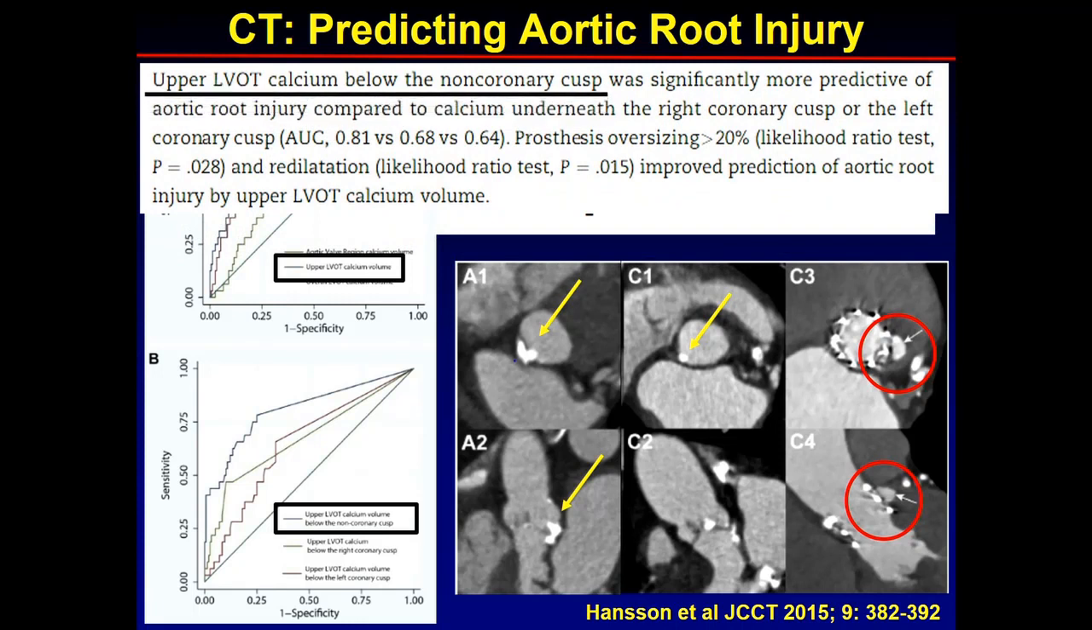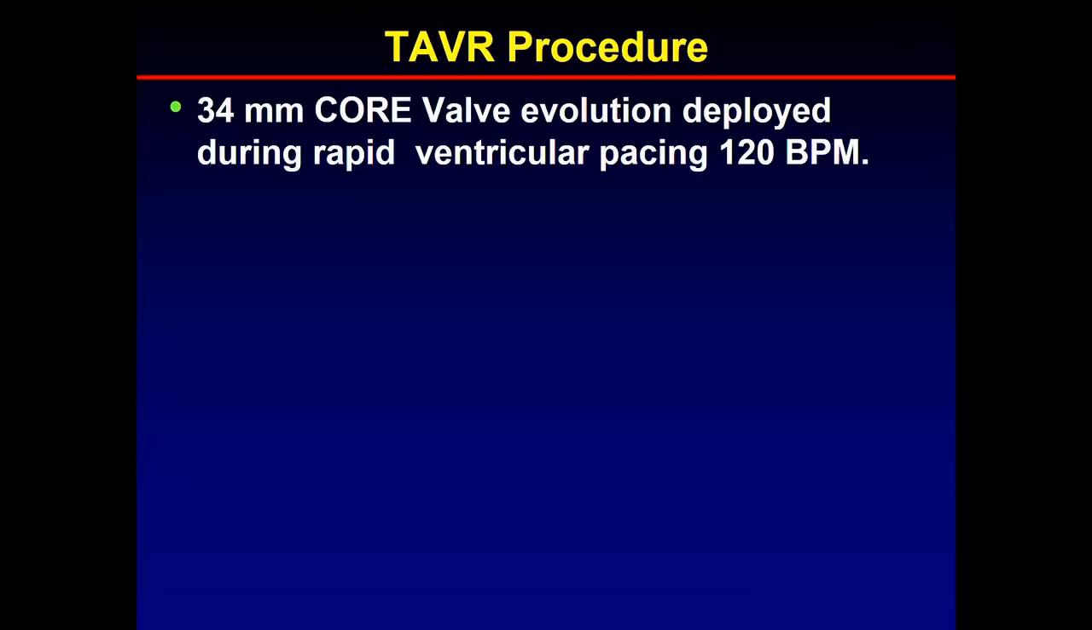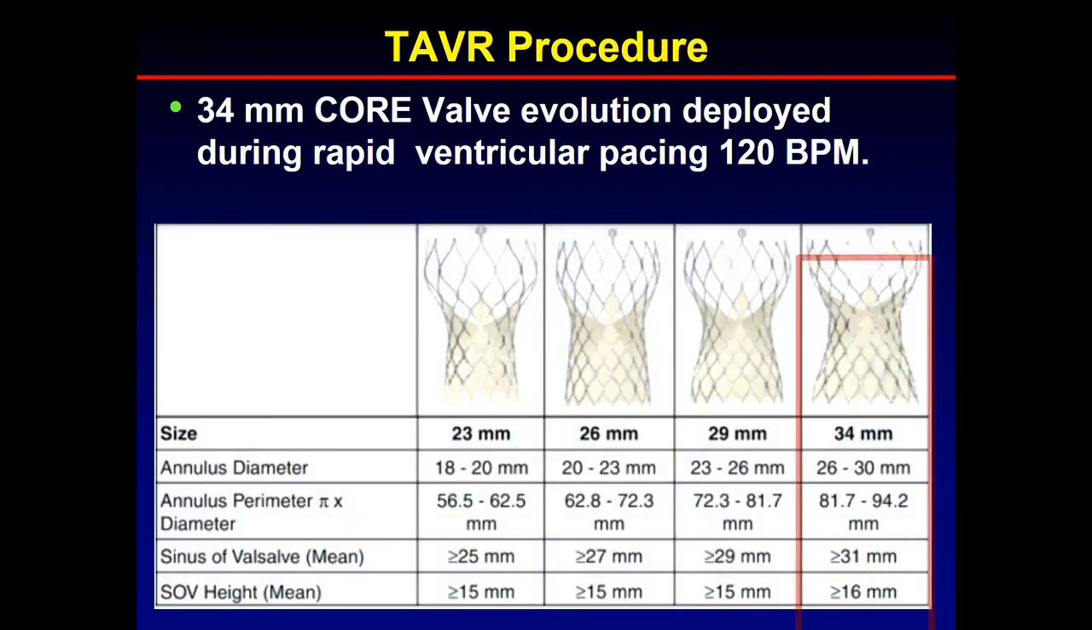And in this study, what was shown was that calcium in the non-coronary cusp and prosthesis oversizing were the greatest predictors of rupture. So this patient, I guess you would be considered at high risk based on his calcium and the fact that it extends way down into the LVOT. This patient did receive a 34 millimeter CoreValve during rapid pacing, which would actually be the proper sizing based on the recommendations. Remember, the annulus perimeter was 89, and so this would be a reasonable valve to put in for this particular individual.